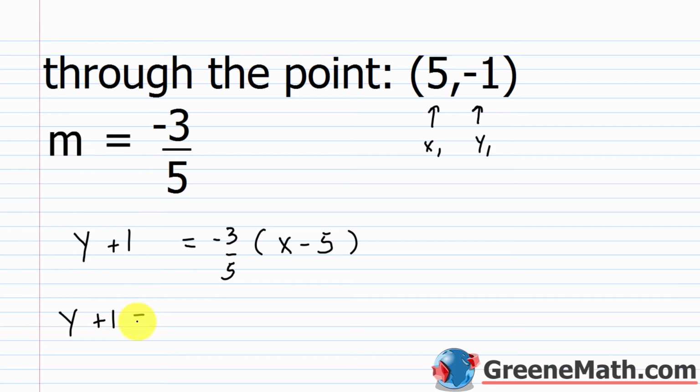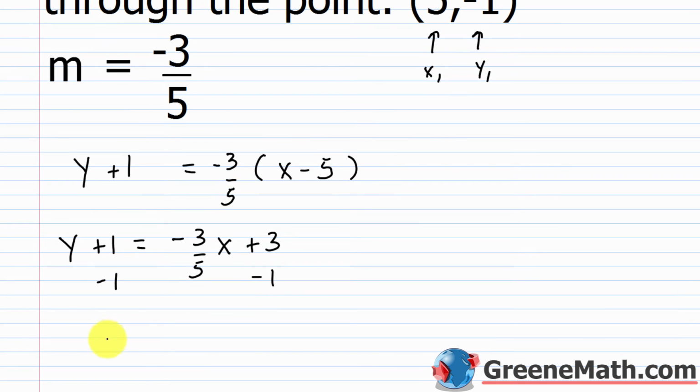So y plus 1 equals negative 3/5 times x is negative 3/5 x. And then negative 3/5 times negative 5. You think about that separately over here. This would cancel with this, and I'd have 1. So basically, negative 3 times negative 1 is positive 3. So positive 3 or plus 3 here. And so now all I have to do is subtract 1 away from each side so that y can be by itself. So I would have y is equal to negative 3/5 x. 3 minus 1 is 2, so plus 2. And again, this is in slope-intercept form.